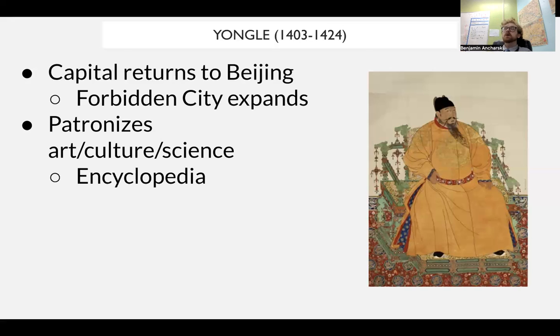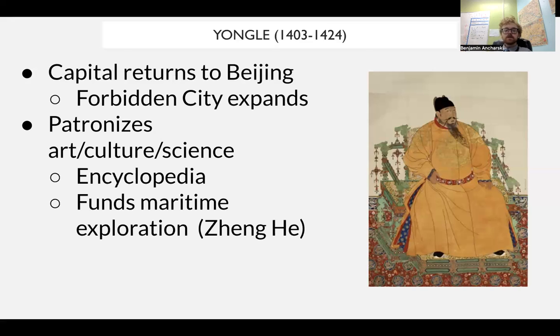So the encyclopedia is something that is going to be compiled under Yongle. It's sponsored by the government. It represents how the Chinese government is encouraging scientific development.